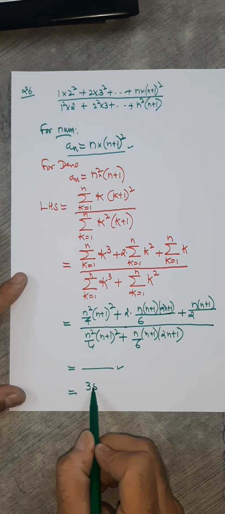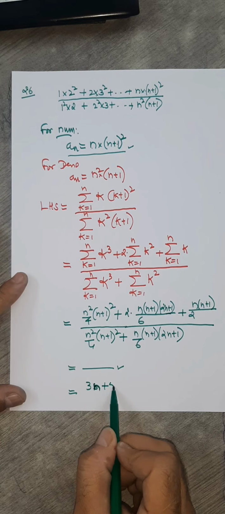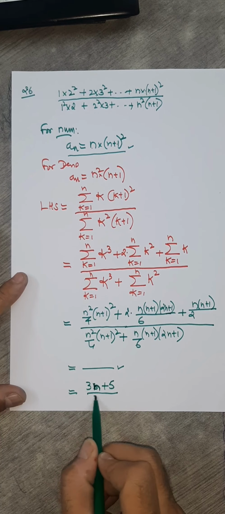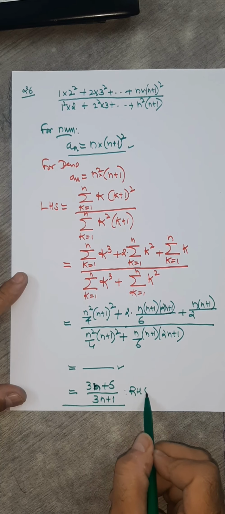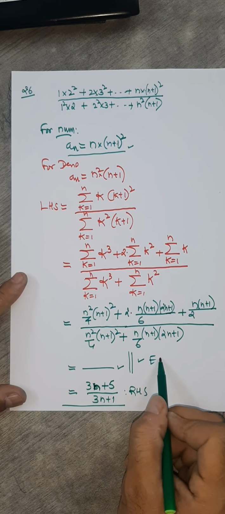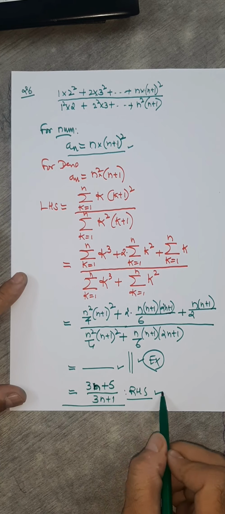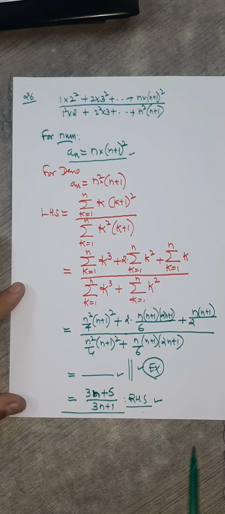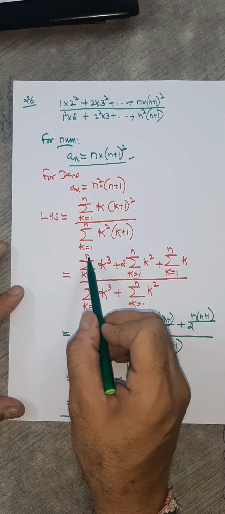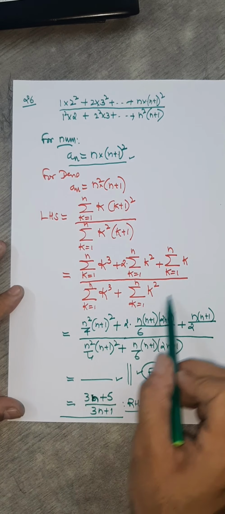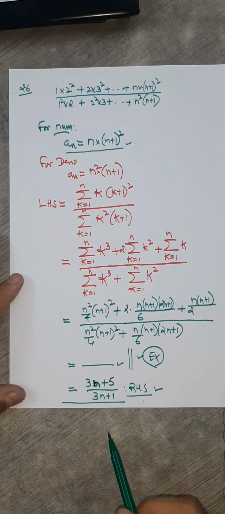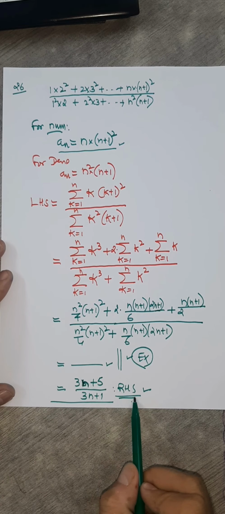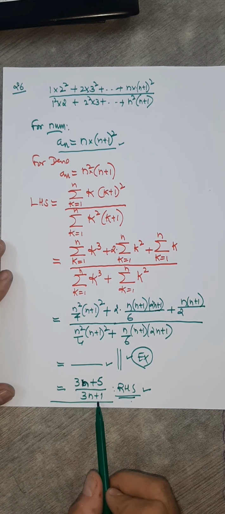This is (3n plus 5) upon (3n plus 1). I have just written the RHS directly. This much is for you. Simplify. It's simple algebra, not a big task. So you got the RHS. Up to this term it is important, remember. This is just expressions and you need to simplify. So you'll get the required RHS: (3n plus 5) upon (3n plus 1).